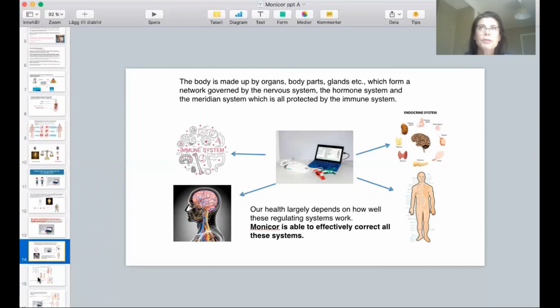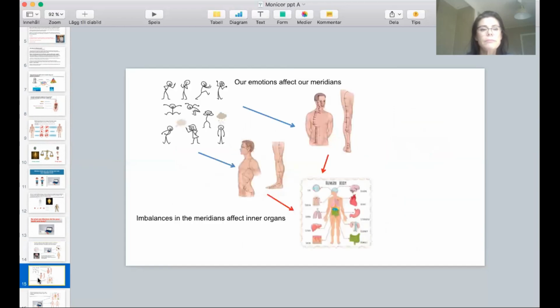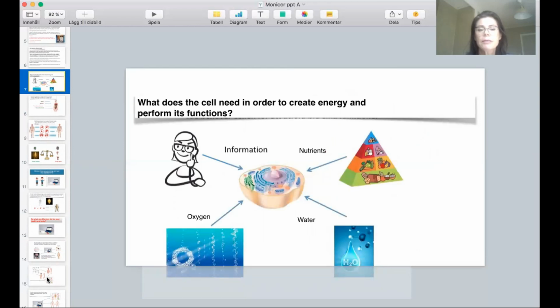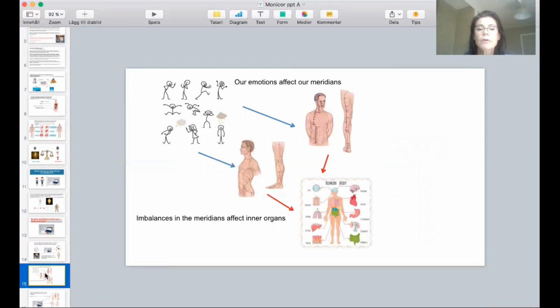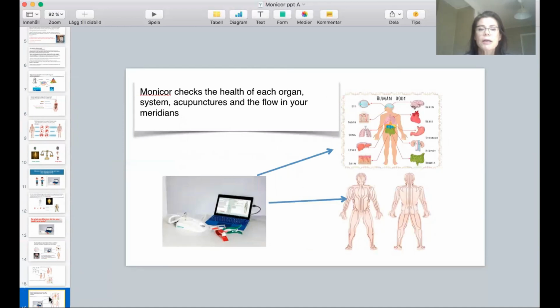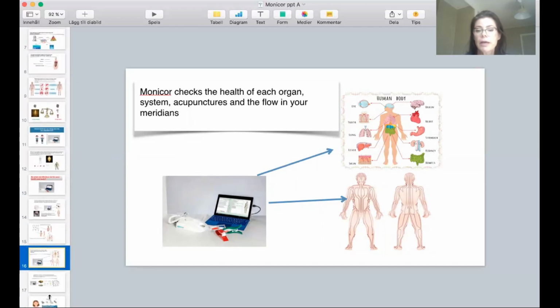And also, the energy we get from the outside. I showed you this picture. The energy the cell needs in order to perform its functions. When it comes to the meridians, there's also energy from the cosmos, and that energy is absorbed by the meridians, but we have to have the meridians unblocked. And the meridians are quite often blocked by our emotions. So when we have negative emotions, we're angry, sad, depressed, upset, this easily blocks the flow of energy in the meridians, which will then impact the inner organs after a while. So it's important that the energy is constantly flowing in all our meridians. So Monicor checks the flow of energy in your meridians and how the organs, systems and acupuncture points are receiving energy or not.